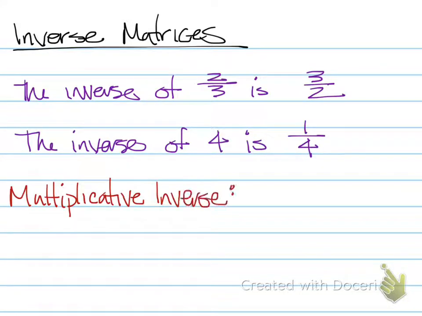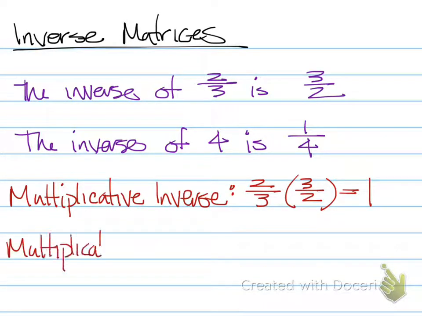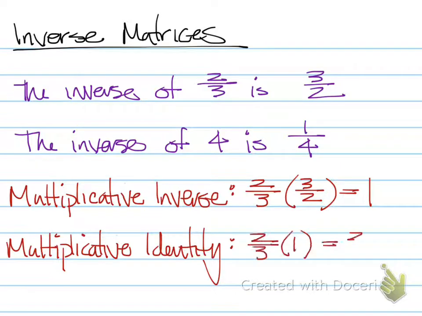We remember from algebra, the multiplicative inverse states that the product of two inverses is always equal to 1. Also, the multiplicative identity property tells us that anytime we multiply a number by 1, the result is just the number that we multiplied by 1. So anytime you multiply a number by 1, you end up with what you started with.